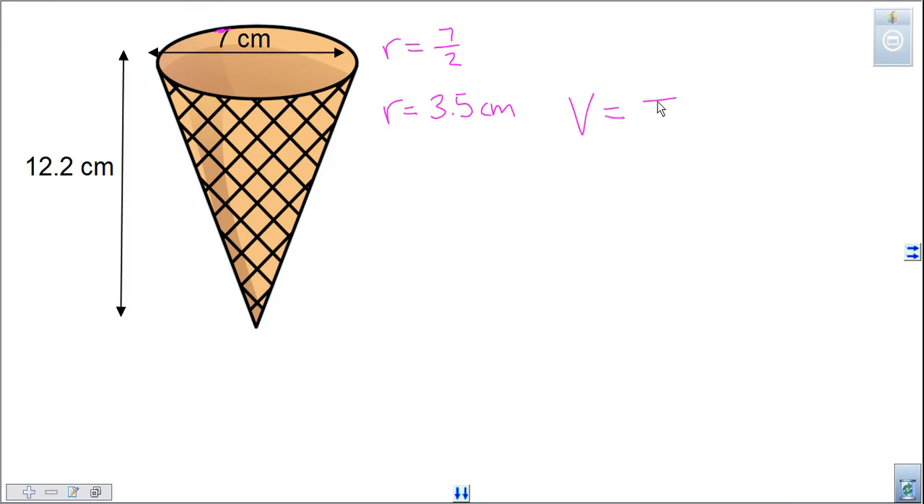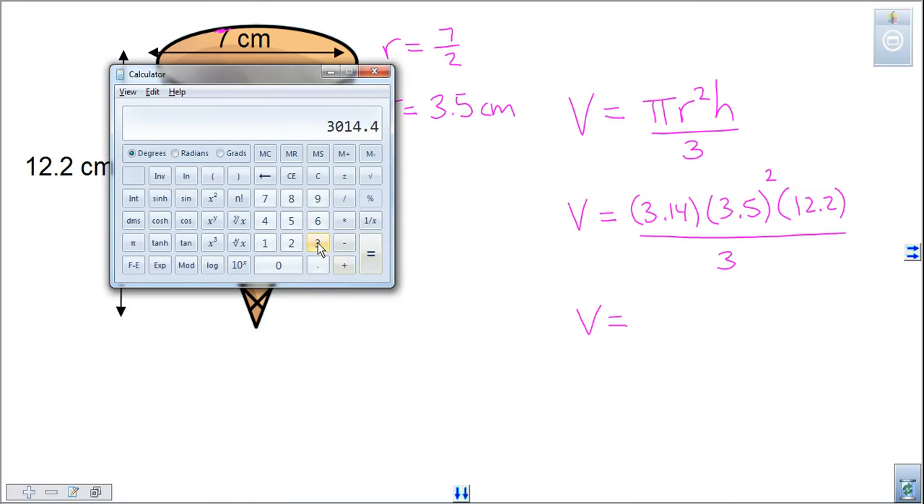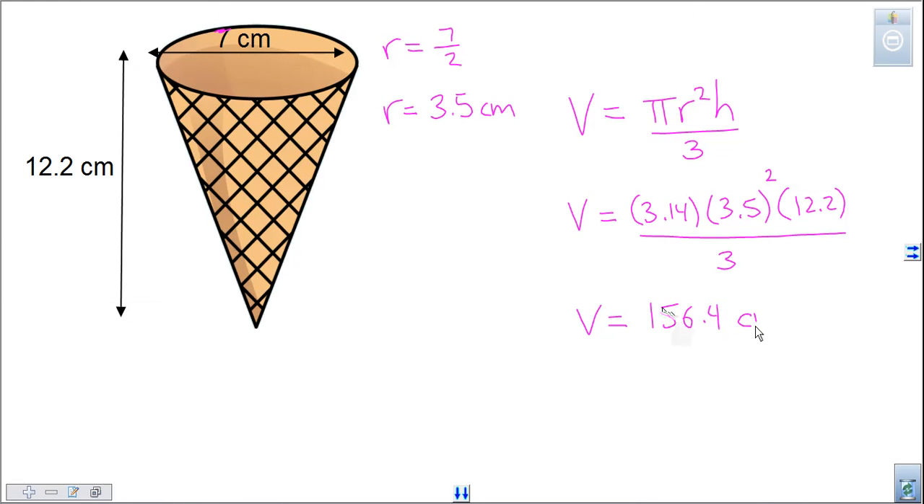So the cone has a formula very similar to the cylinder, pi r squared h, but we divide it by 3. So pi is 3.14. The radius here is 3.5. The height of this cone is 12.2. Oops, I forgot the square. And then divided by 3. All right, now we're going to crunch the numbers here. So 3.14 times 3.5 squared times 12.2 divided by 3. And we have 156.4 centimeters cubed.